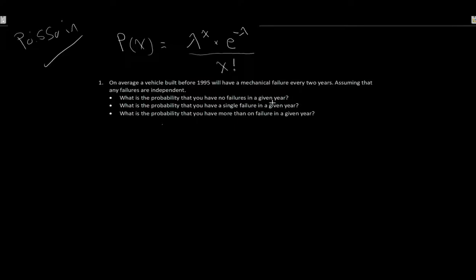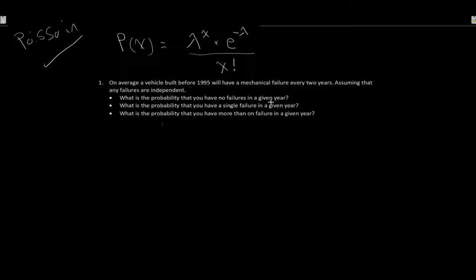In this case, we're talking about a number of mechanical failures we witness, but the big thing you'll notice is we're not talking about how many trials we're having. I don't even know how failures would work in number of trials. So in this case, we're very clearly talking about a Poisson.